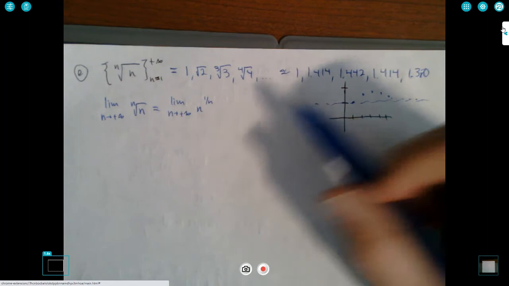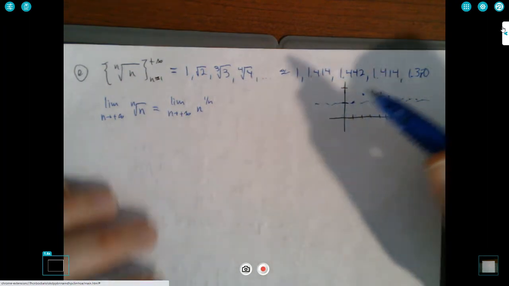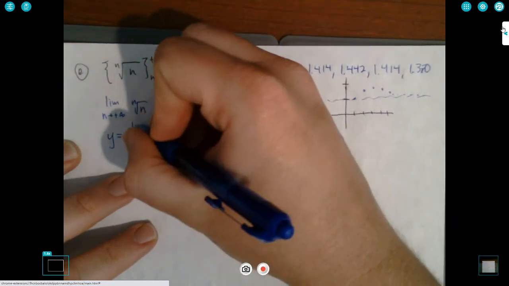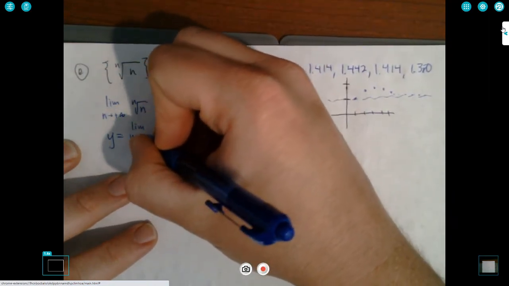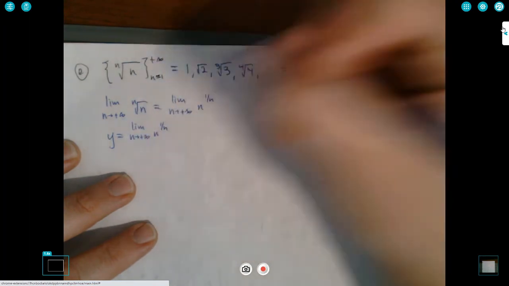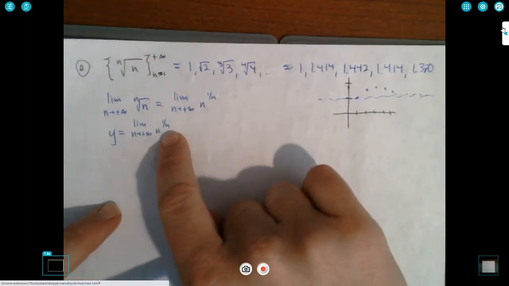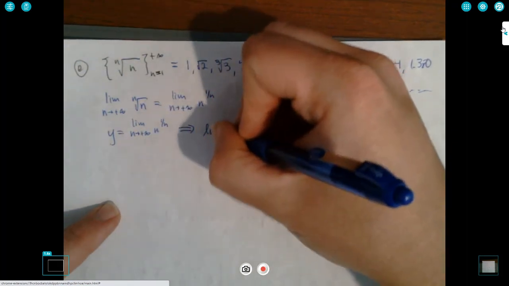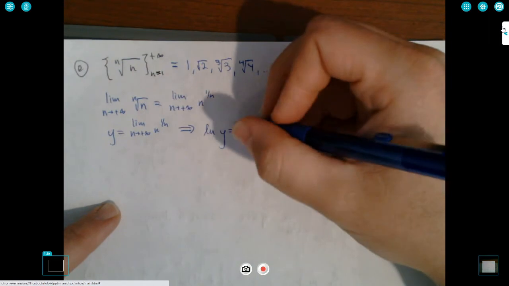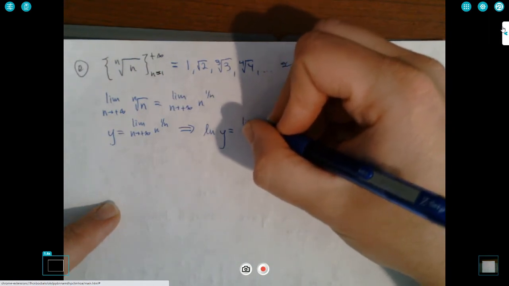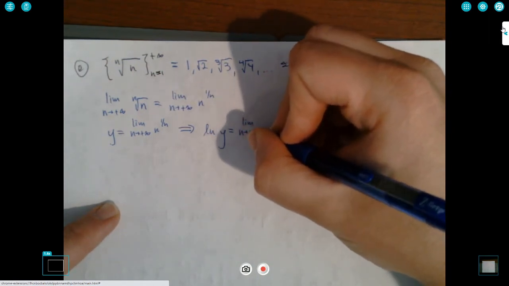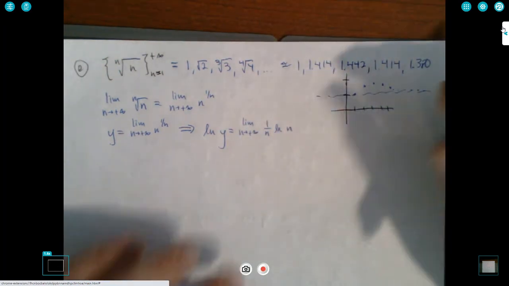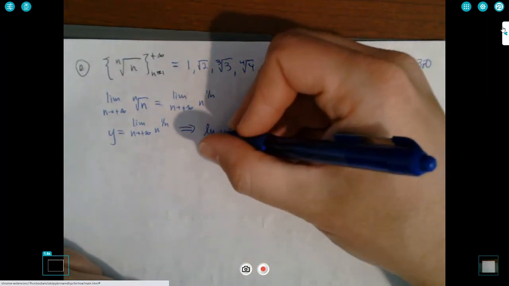Here's how I like to take care of indeterminate forms like this. I say y equals the limit as n approaches positive infinity of n to the 1 over n. And then to get this exponent down, I'm going to take the natural log of both sides. So I'm going to say ln of y equals the limit as n approaches infinity of 1 over n times the ln of n, right? So I've just taken the natural log of both sides.